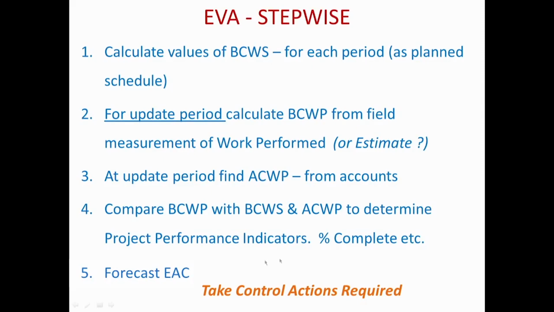Then we can also do forecasting for estimated completion, and based on these parameters I can take control actions as required. And like we just saw, this need not be only at the project level. We can drill down to the work package level, or to a further detailed level where there are multiple activities, to apply the earned value concept to monitor and take control actions required at different levels of the project.